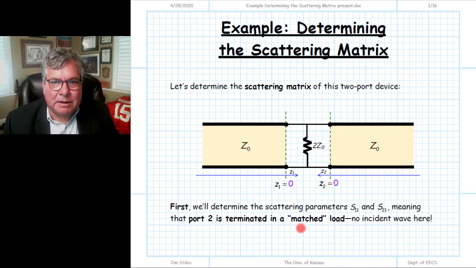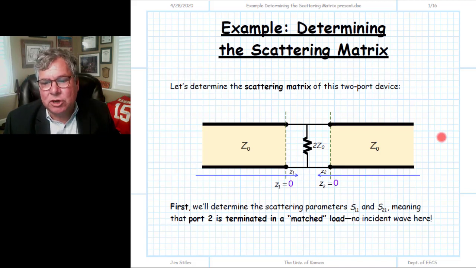The first thing that we need to do, and again this is important, sometimes students will stumble right here at the beginning, is we have to set up our experiment. Let's say we want to go through and figure out the first column of the scattering matrix. In other words, we want to figure out S11 and S21. To do so, we need to make sure that there's an incident wave propagating down toward port 1. But there's an incident wave only on port 1.